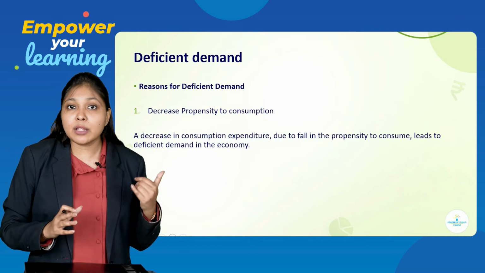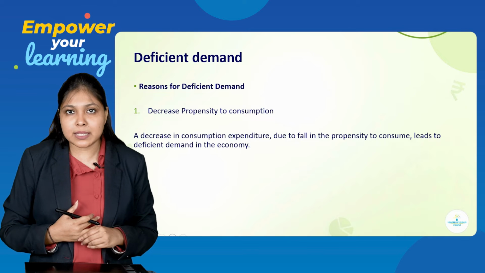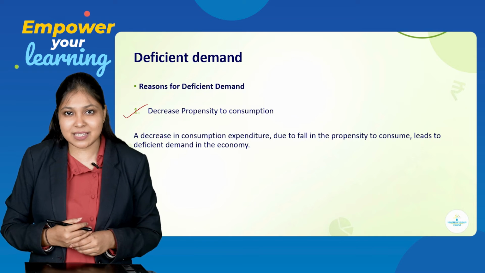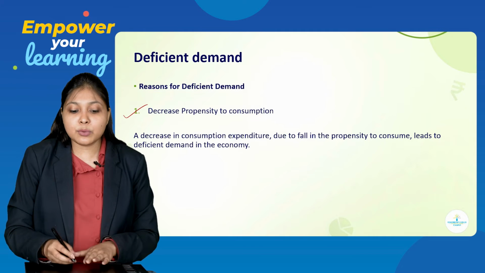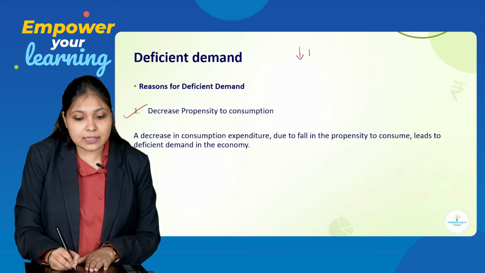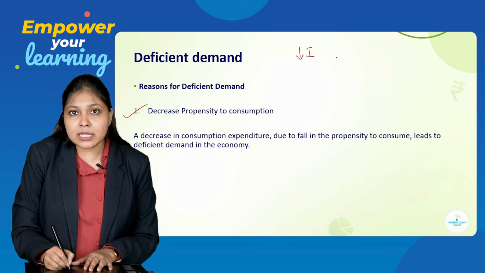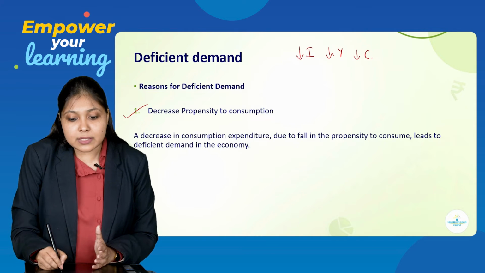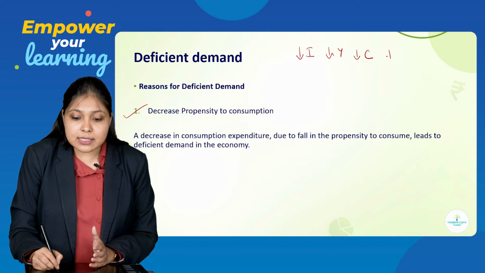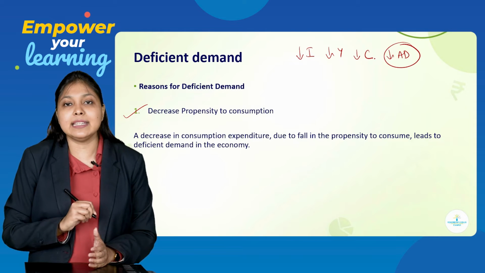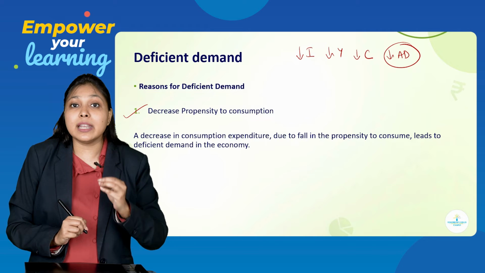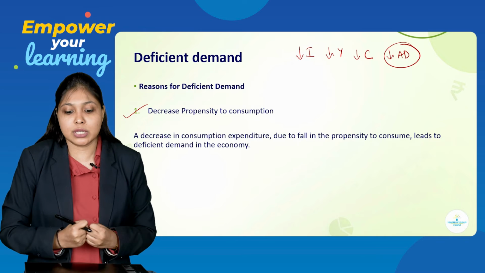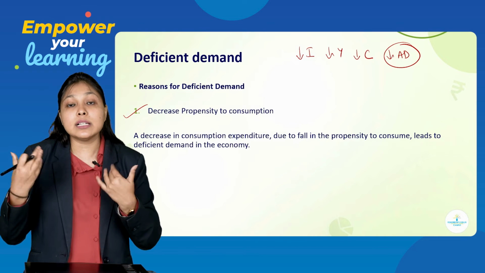So under excess demand, our first reason was increase in propensity to consume. But as you can see here, our first reason is decrease in propensity to consume. Decrease in propensity to consume, that means there is decrease in investment. Less investment in the economy means less income generated in the economy. Lesser the income, lesser will be the consumption, and lesser the consumption, that means less aggregate demand. The demand has reduced. People now don't want to spend their income on consumption. Rather, they are not consuming.